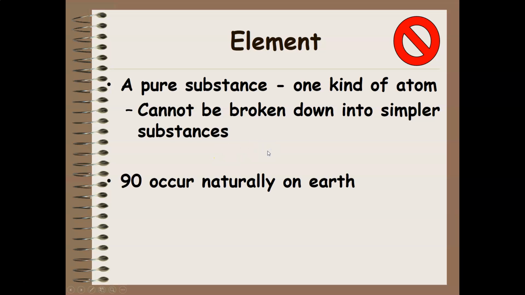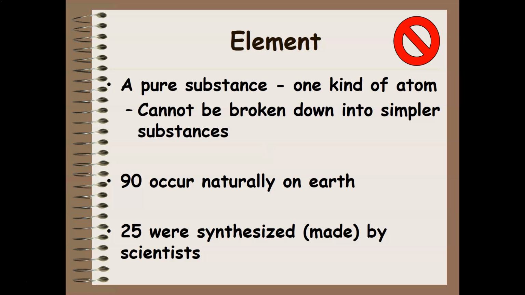There's roughly 90 that occur naturally on Earth, and roughly 25 have been synthesized. I probably should update this. Nowadays, there's probably way more than 25 that have been man-made. So that might be something I should go back and do one of these days, is look up the most recent number and see, because it seems like every year they're finding more and more elements that they've made. We now have all the way up to 118 on our periodic table.